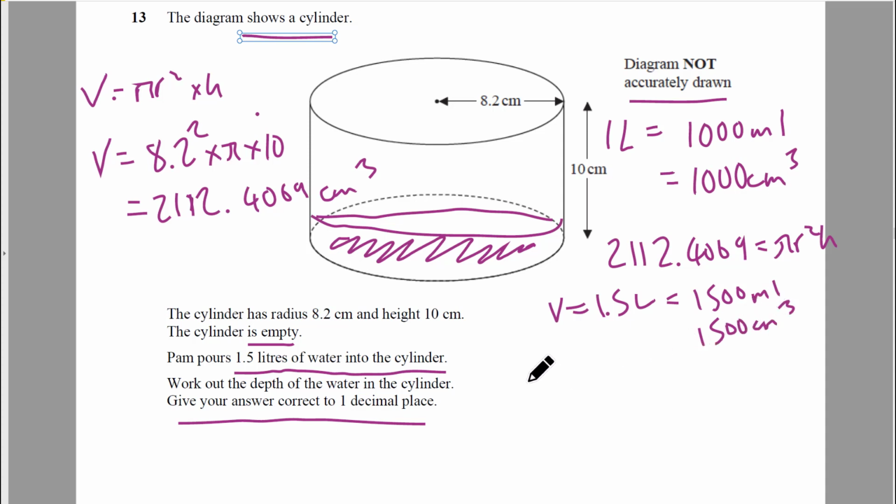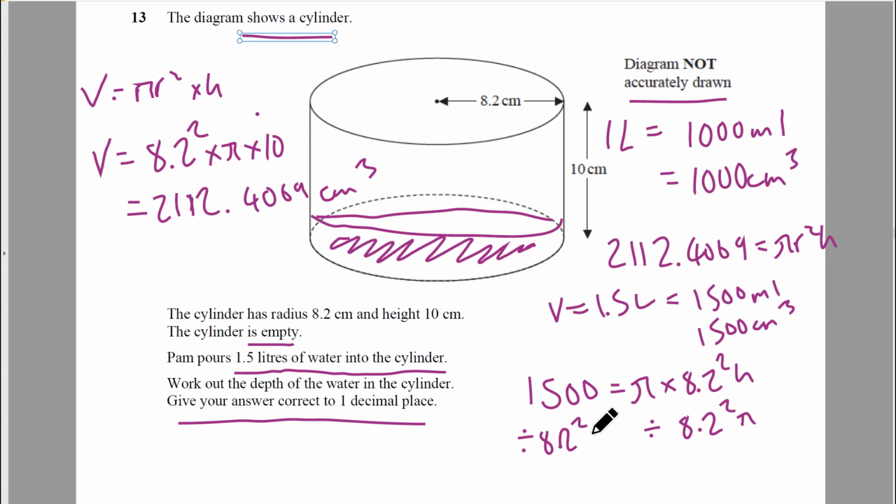So we're going to use this to find the height. So we're going to do 1,500 equals pi times 8.2 squared h. So we just need to divide by 8.2 squared pi on both sides. That should work to give us this new height.